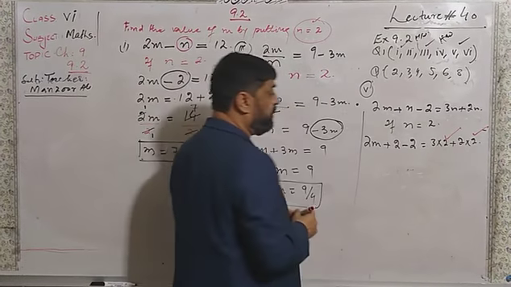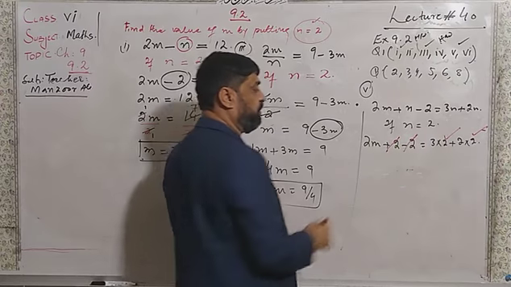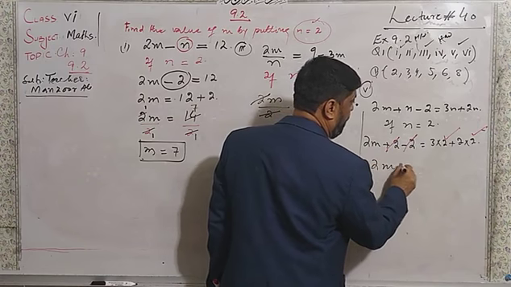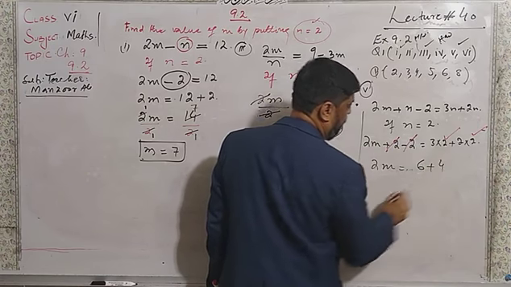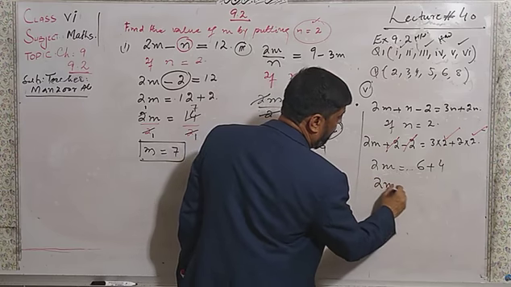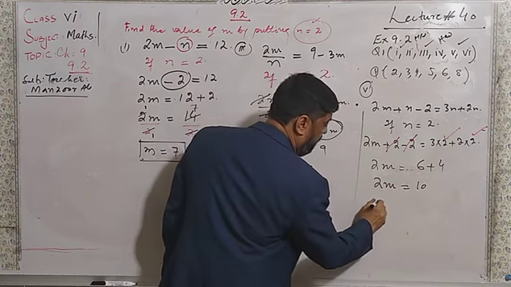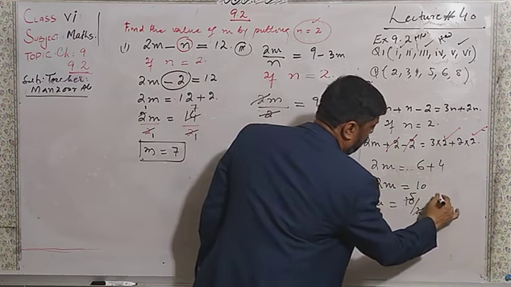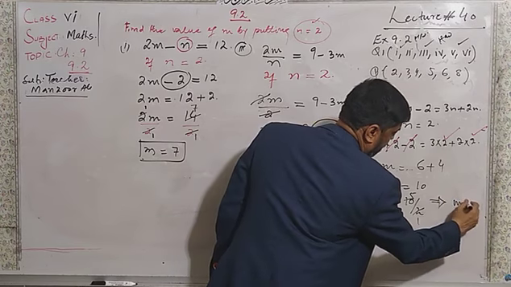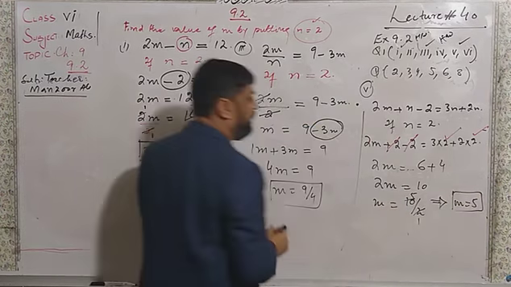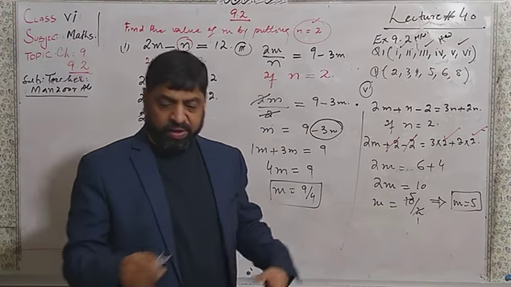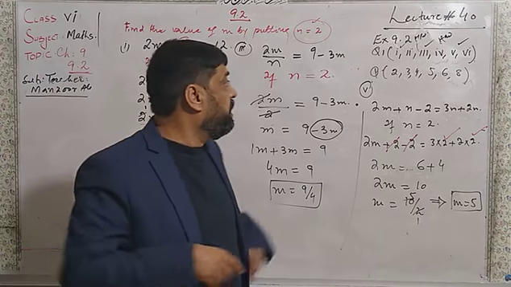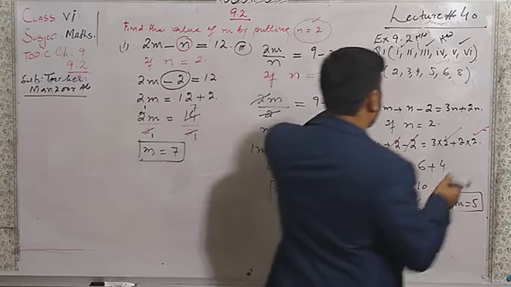And after that, the plus 2 and minus 2 cancel. I will get here 2m is equal to 6 plus 4. Now after addition, 2m is equal to 10. m is equal to 10 divided by 2. 1 time here, 5 times. So that means m is equal to 5. This is the answer. In the same way, dear students, you have to do the other part. I did part number 5.